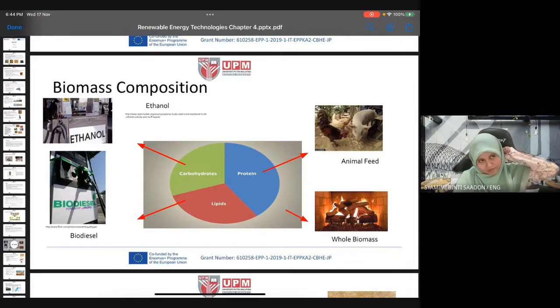What is this biomass made of? Mostly they are carbohydrates, protein, and lipids, lemak. But each of these components, carbohydrates, protein, and lipids, they are valuable. We do not want lemak, but they are valuable. For example, carbohydrates could be converted into ethanol, and lipids could be used as biodiesel. Protein could be used for animal feed, and the whole biomass could be burned. All of this biomass source could be burned and used as bioenergy, to produce energy.